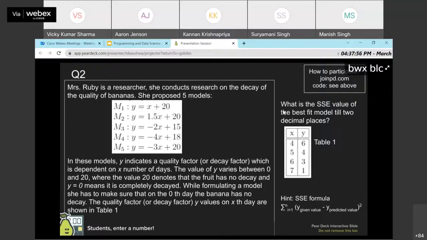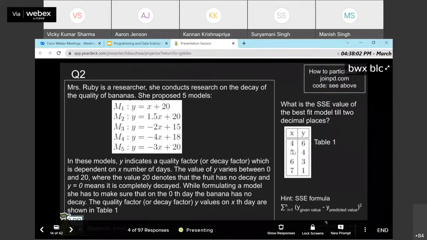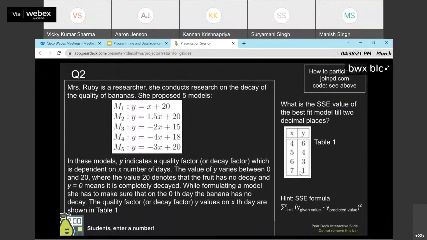Why? Because n indicates just the number of entries. You can see this table, and with my cursor, there are 4 entries. Here i equals 1 indicates the first row, i equals 2 indicates the second row, i equals 3 indicates the third row, and i equals 4 indicates the fourth row. So this is what is given. All you have to do is find out the SSE value.